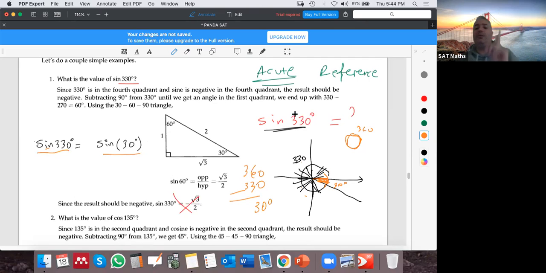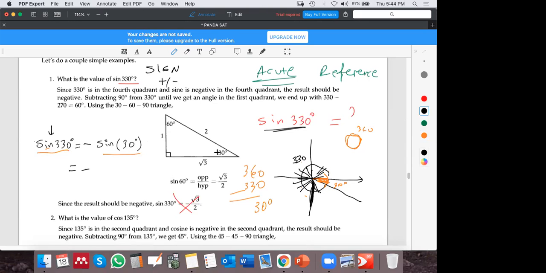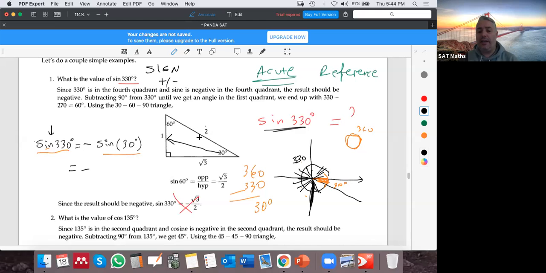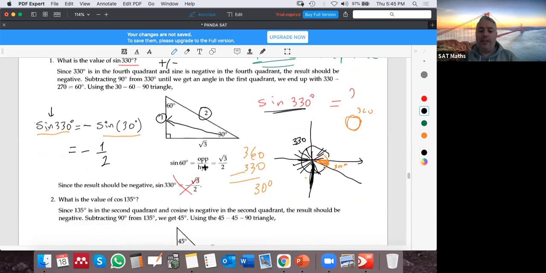Only one thing I have to consider: sine, positive or negative. Your original question, which is 330, is in the fourth quadrant. In the fourth quadrant, sine, which is the y-axis, positive or negative? Negative. Put it negative here. So the result is negative sine of 30. What is sine of 30? Opposite over hypotenuse, which is 1/2. Finished. I can give you a general rule on the whiteboard, but let's go a little bit solving the questions.